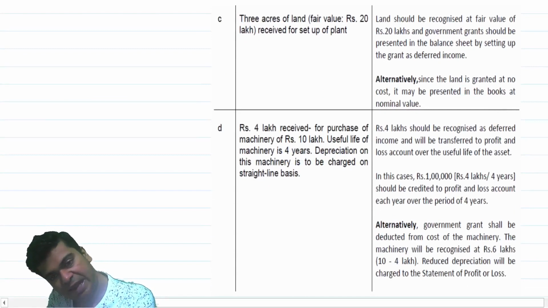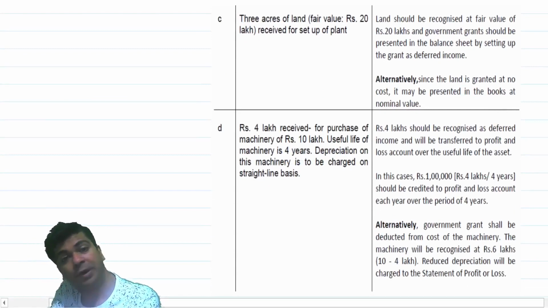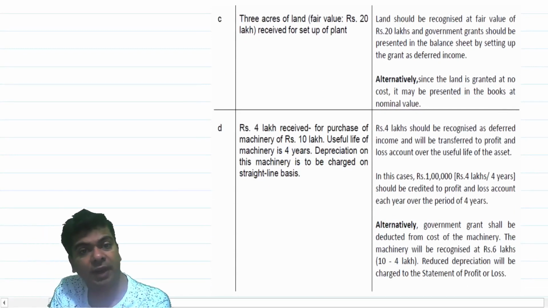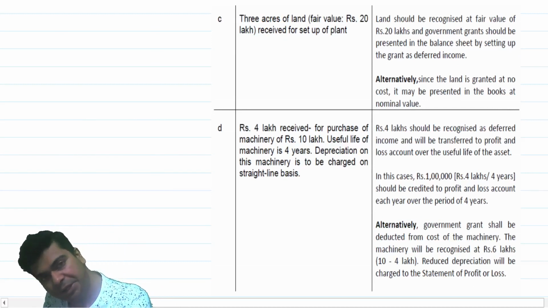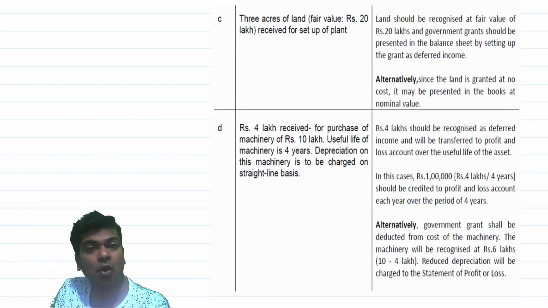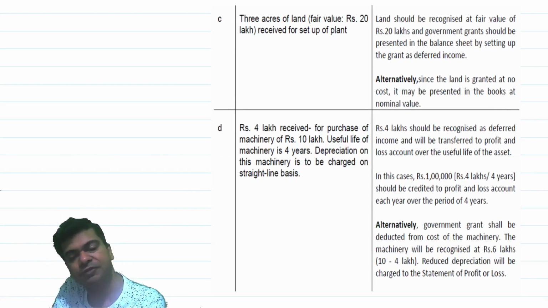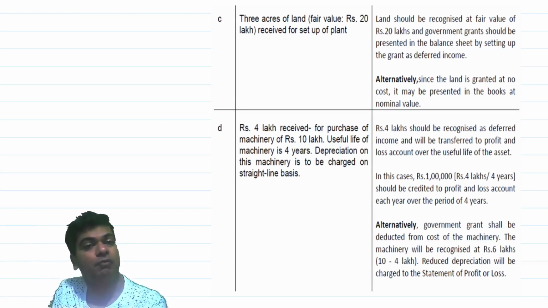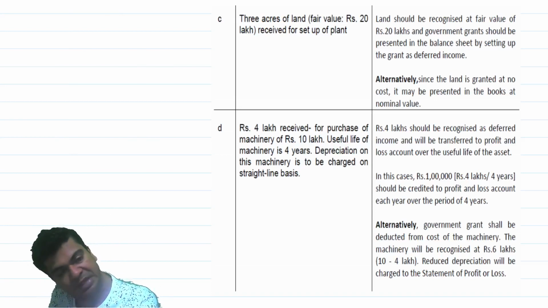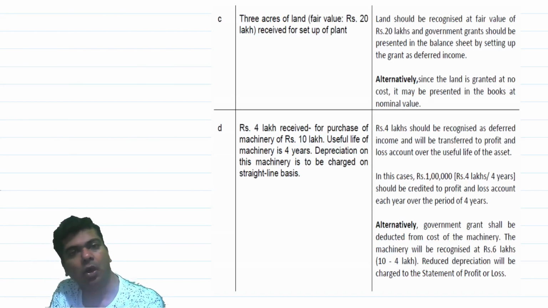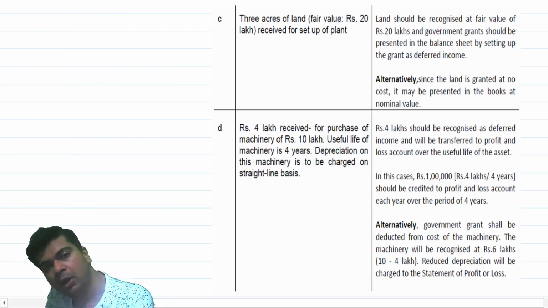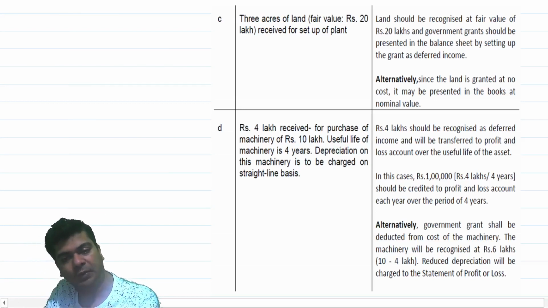Three acres of land, fair value 20 lakhs, received for setup of plant. Non-monetary grant: record land at its fair value of 20 lakhs and create a corresponding deferred income for the government grant of 20 lakhs and then take transfers. You will have to decide over what period. You will have to decide the systematic basis. Alternatively, record the land at a nominal value, right?